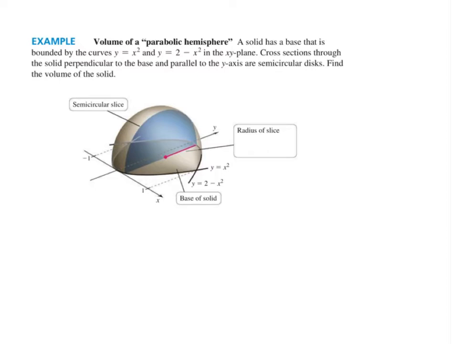This is part 2. And what we want to do is take a look at another example where we take a fixed base, which here is the area between two parabolas. A solid has a base bounded by these two curves in the xy plane. The cross sections through the solid perpendicular to the base and parallel to the y-axis are semicircular disks. Find the volume of the solid.